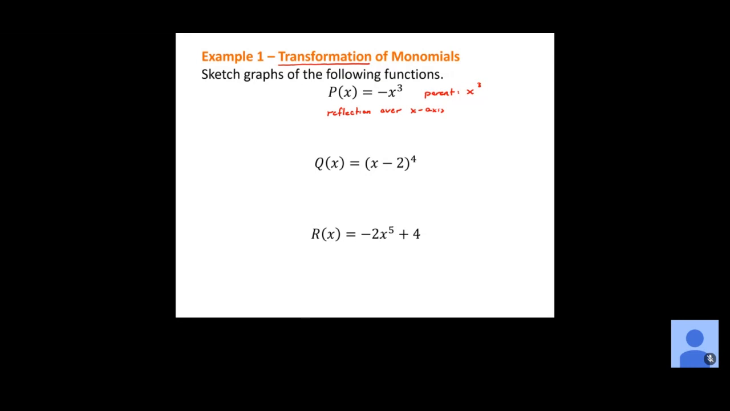Now, if we look at q of x, this time our parent function is actually going to be x to the fourth power. And again, you could definitely graph that in your graphing calculator or in Desmos if you want to. But again, I want to think about this as a transformation now. So we have x minus 2 raised to the fourth power. This time that -2 is grouped with the x inside the parentheses, and so that's going to give us a horizontal shift. And just remember that those are always backwards from what you might expect, right? So that -2 is actually going to shift this to the right 2 units.